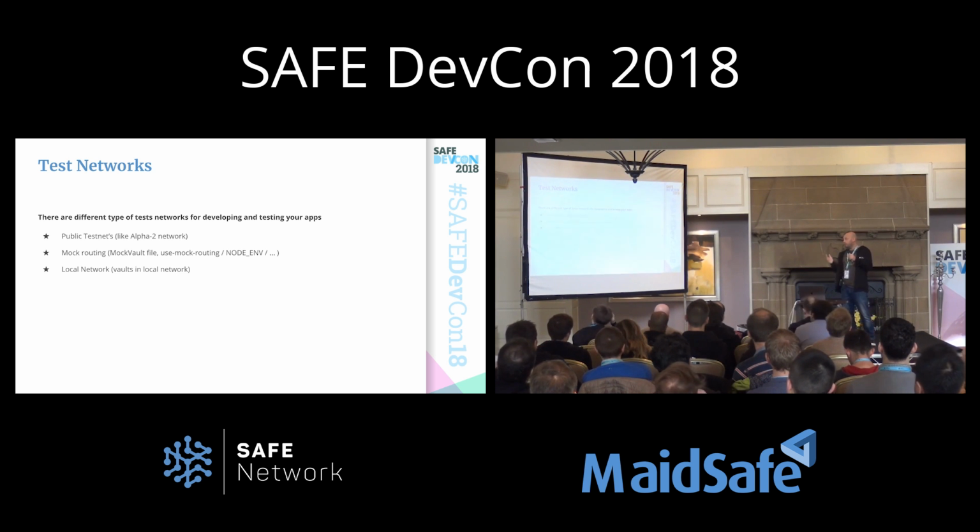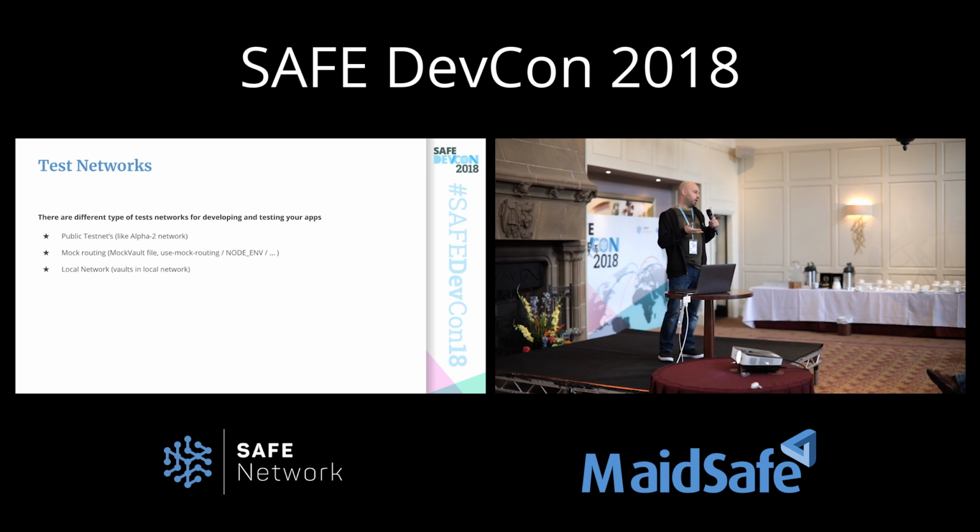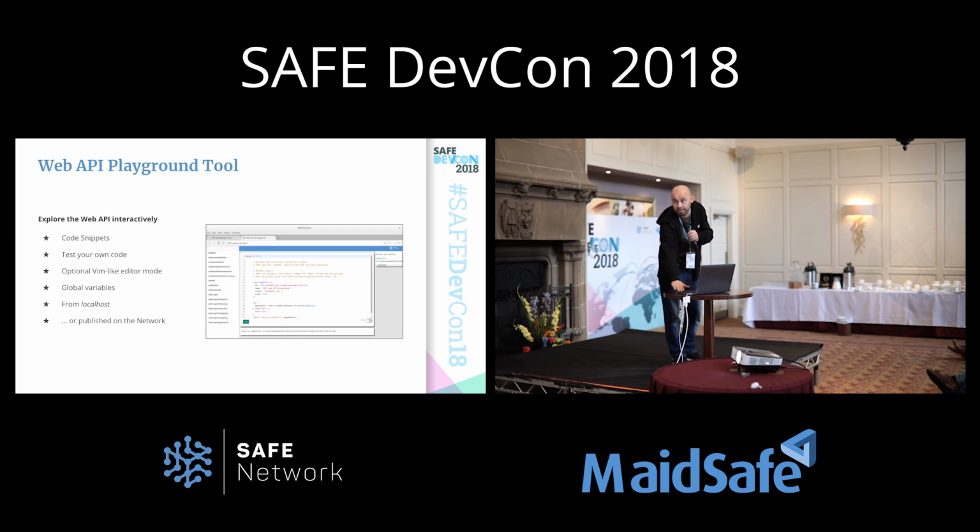And lastly, if you want, you can run several instances of vaults on your local machine and create your own local SAFE network. Then you can connect the browser and your app locally to that network that you created. We have some tutorials on our dev forum for how to do that. I tried it myself, and it's really easy.